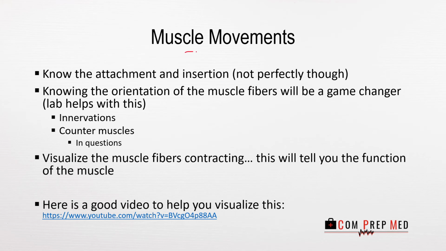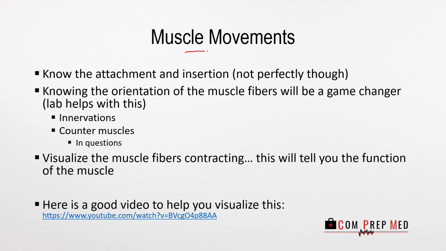Muscle movements. We've been over this a few times already. If you know the attachments and the insertion, and you know the orientation of the muscle's fibers, that will all be such a game changer for you. Okay, knowing the attachment and insertion. There will be some questions about attachments and insertions. Origins and insertions. You don't have to know them perfectly, but if you know the gist of where that muscle starts and where it ends, all the bones that it attaches to, and then you know the orientation of the fibers, you can't get a muscle movement question wrong, right?